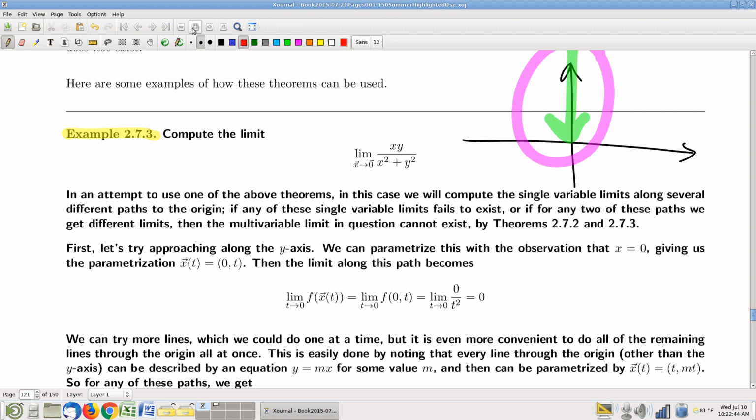Well, we've only checked one path. We're hoping we need to find two paths along which we have a contradiction. I haven't even got one path. I've only got one path. There's no contradiction yet. So let's consider other paths. We're going to check now lines like this.